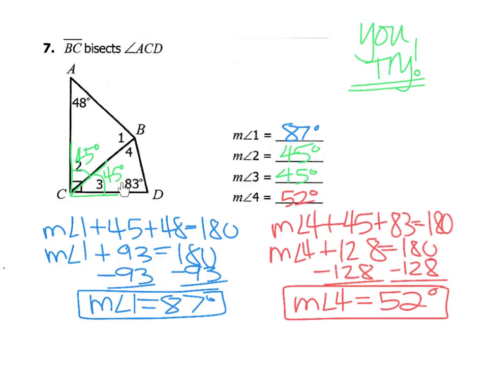Then, last but not least, to find the measure of angle 4, we know that the measure of angle 4 plus 45 plus 83 has to equal 180 because the triangle angle sum theorem tells us that the sum of the angles of this triangle right here, triangle BCD, has to be 180. So set up your equation, combine like terms, and solve for the measure of angle 4. All right, if you have any questions on this, call me over so I can help you. Otherwise, let's move on.